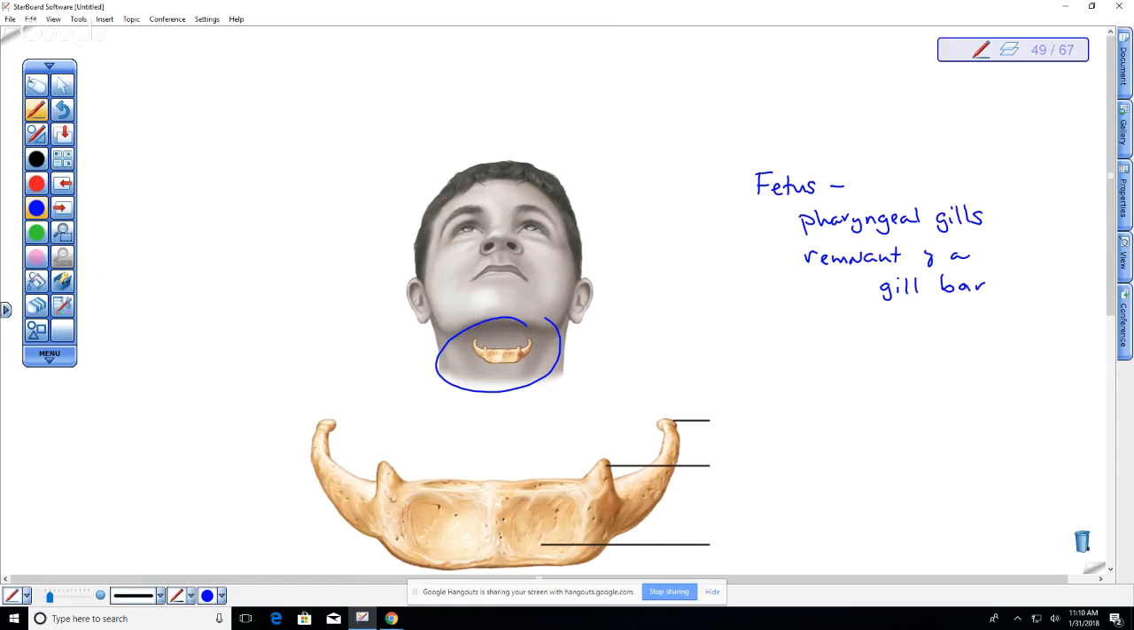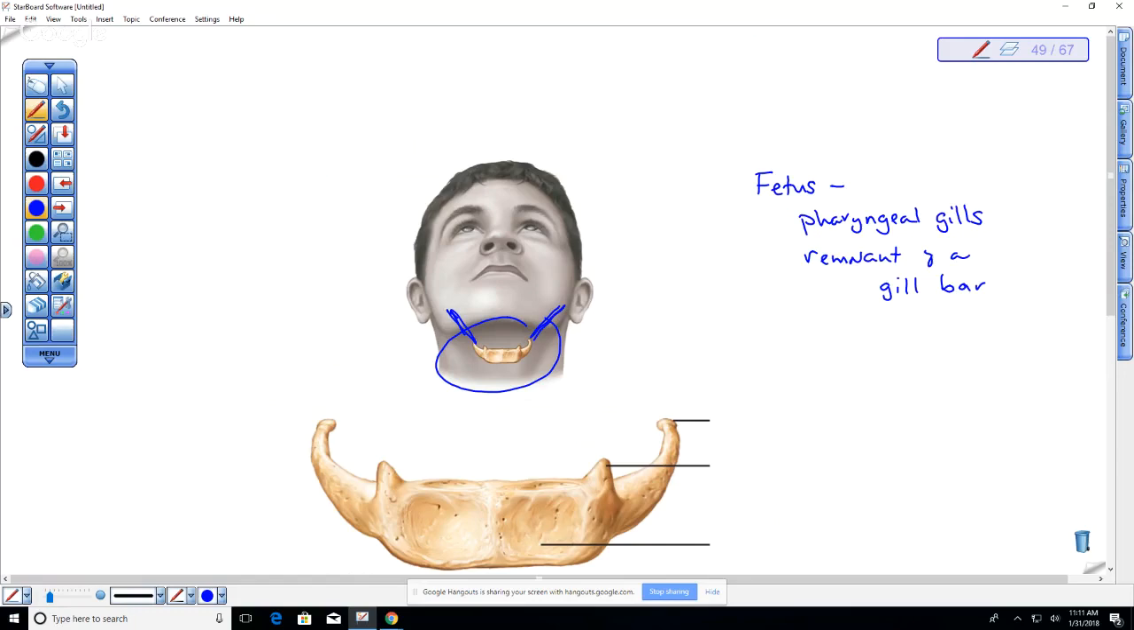Interestingly, in mammals, they think that our other gill bars actually became our internal ear bones. They have migrated up and become incorporated into the skull. If you look at this bone, it has processes that attach it to the temporal bone. You don't need to know that, but there would be ligaments attached to the styloid process of the temporal bone up here.